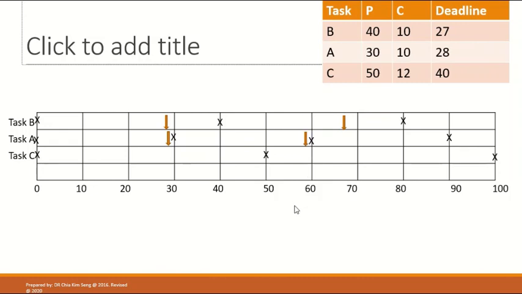60 plus 28, around here. Okay, so next we have task C, which is 40, so it's much easier to mark for this one. 40, easy. And then this one, 50 plus 40, we get 90.